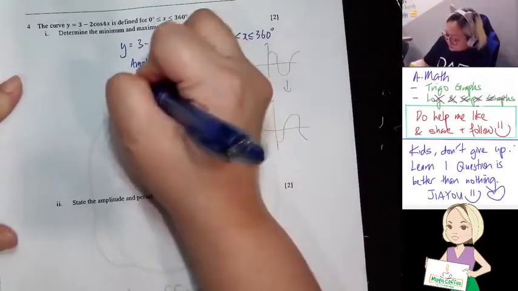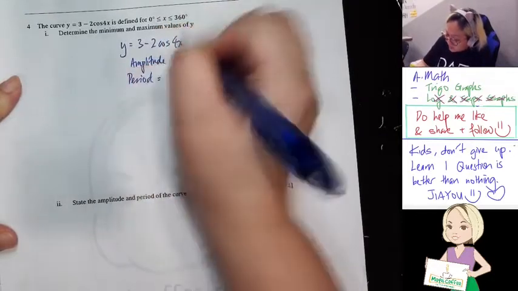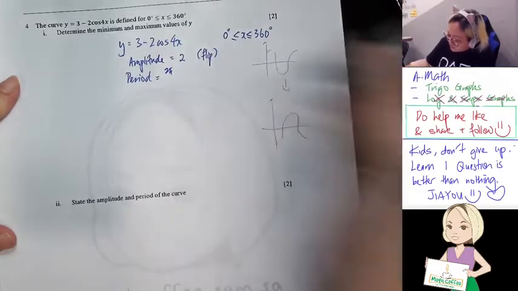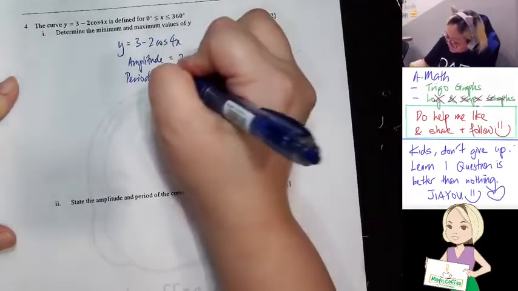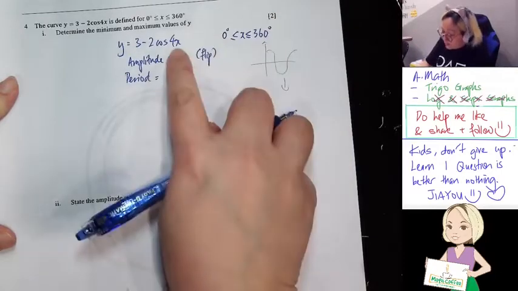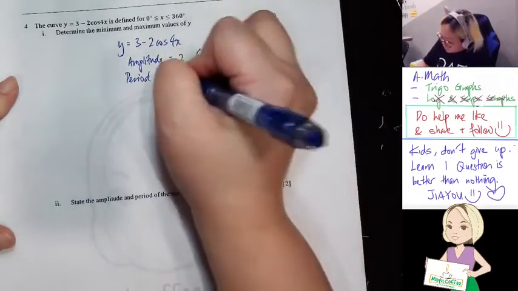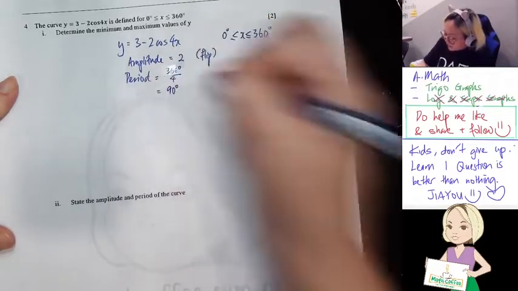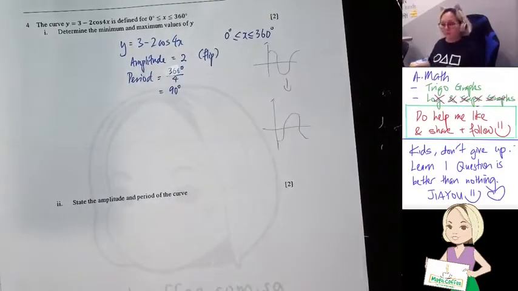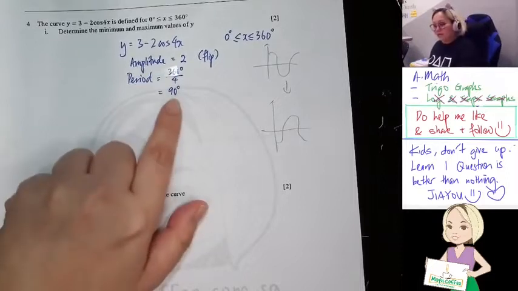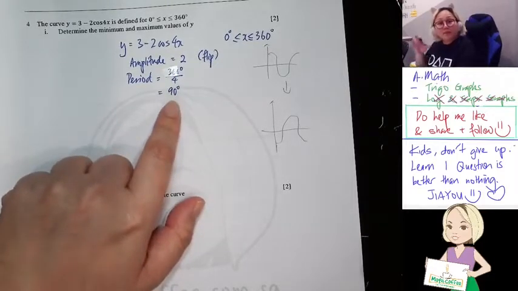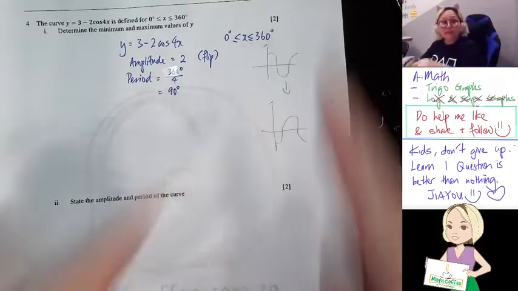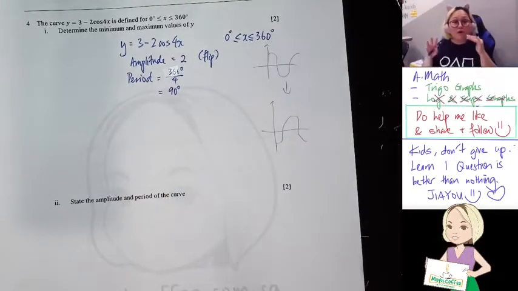Next, period. Period, you will take 2 pi, sorry, this is 360. So you take 360, divide by the number in front of the x, which is 4. So this time round, the period is 90 degrees. They ask me to draw up to 360, means that they want you to draw for 4 cycles.